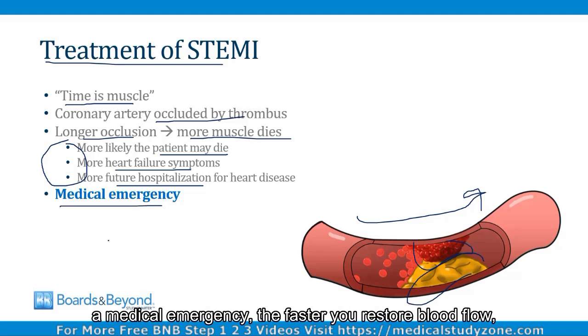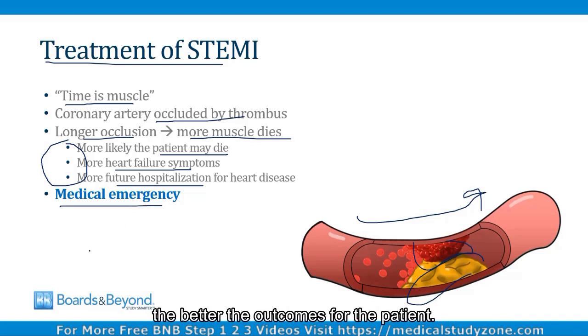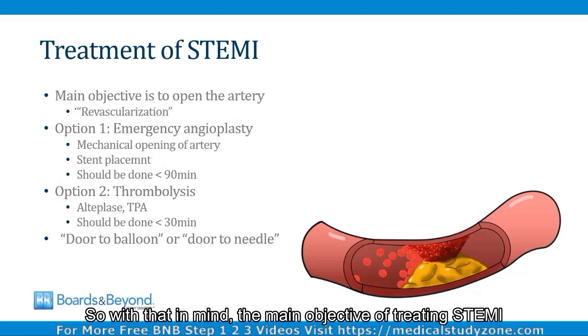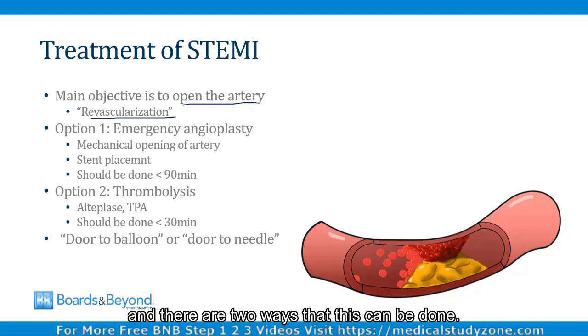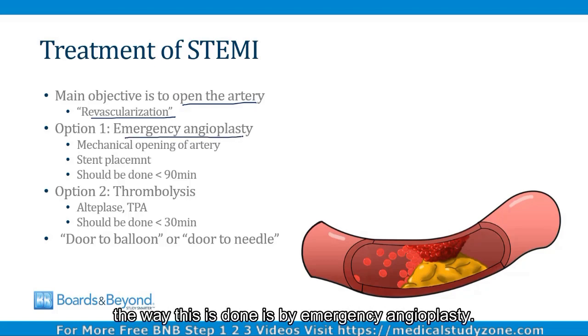The faster you restore blood flow, the better the outcomes for the patient. So with that in mind, the main objective of treating STEMI is to open the artery. This is called revascularization. And there are two ways that this can be done. In most hospitals in the United States, the way this is done is by emergency angioplasty.